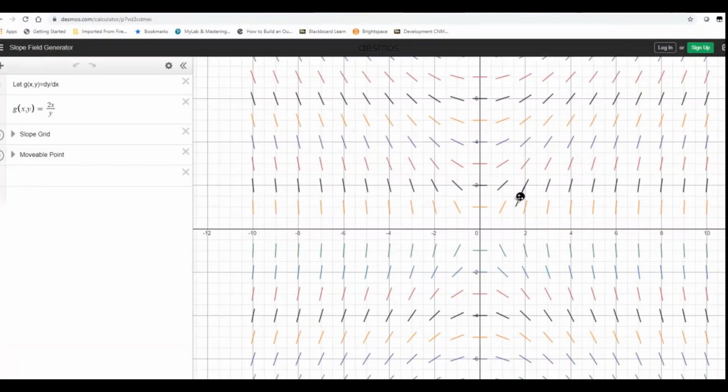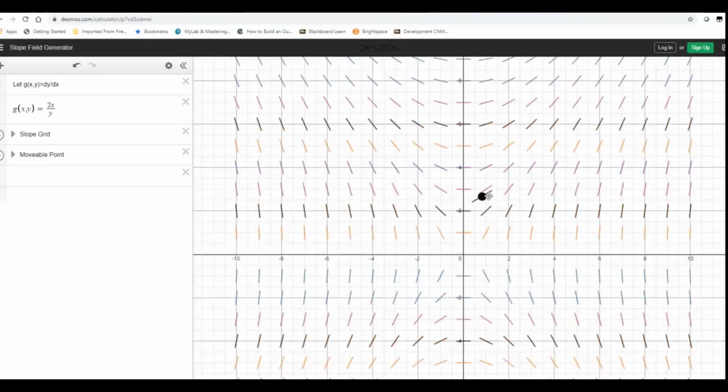You can even move this line around to see, like if you were to picture what a solution curve is going to look like, it would have to follow the line of slope. So the slope lines are kind of directing us where the solution curve has to follow. You see? If you move that around, you can kind of see where any particular solution curve would follow. Yeah, so anyway, you can play around with that if you want.